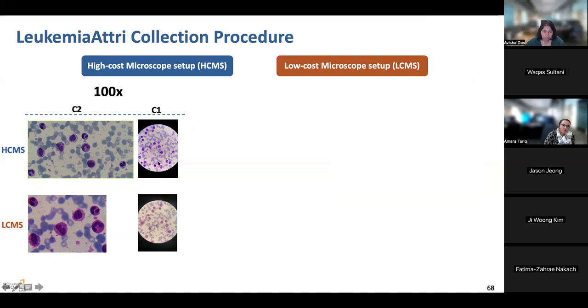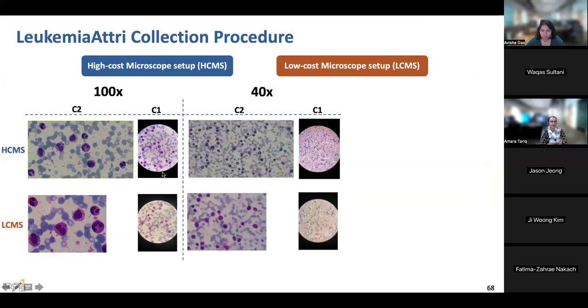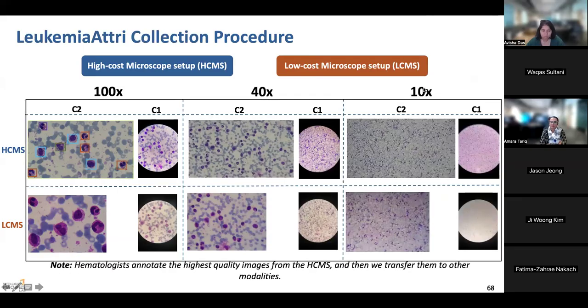And then even with the same mobile sensor, we can see that there is a difference because of the lens; we have different quality images. So this is the same image captured at 40x. These are the same images captured at 10x. And then we got an annotation because we showed the doctors all these images for different slides, and they told us that this C2 and 100x is the best quality image.